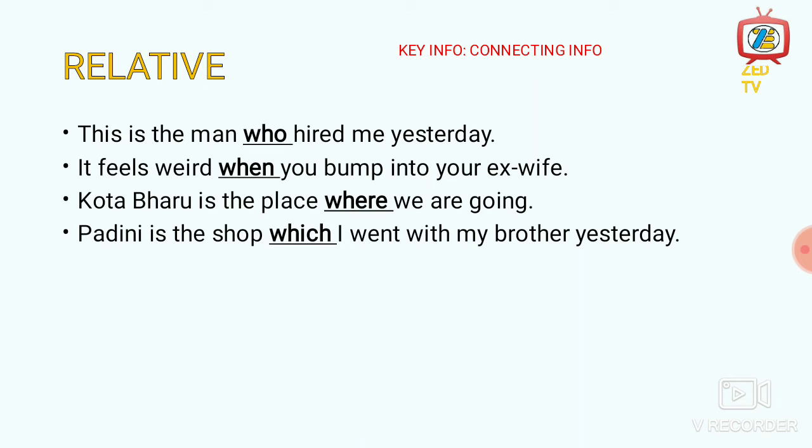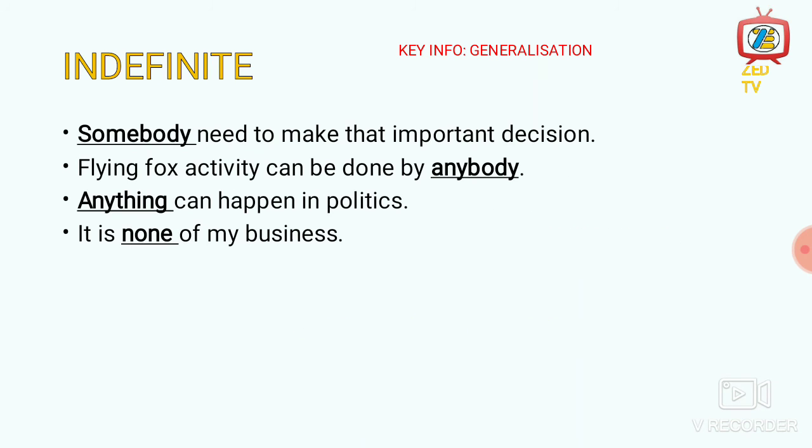Alright, for example, this is the man who hired me yesterday. It feels weird when you bump into your ex-wife. Kota Baru is the place where we are going. Padini is the shop which I went to with my brother yesterday. Right, so the key info here is that the relative pronoun is the one that connects info in a sentence. Alright.